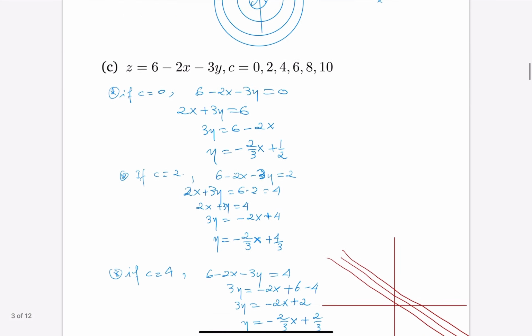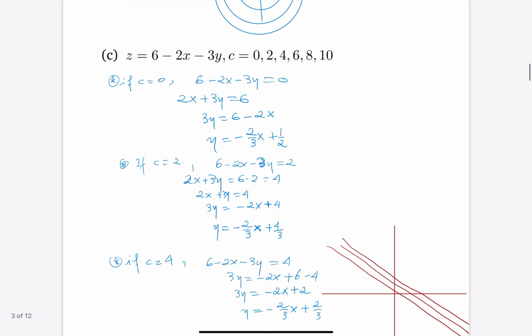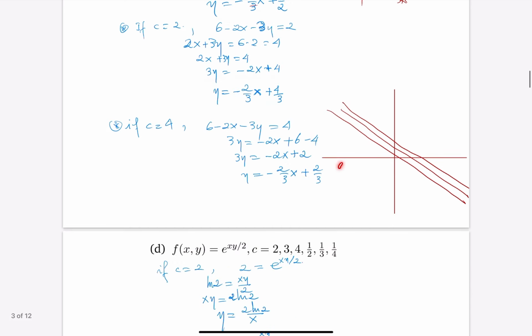So now the next one is z equal to 6 minus 2x minus 3y. Here, if you move the 2x minus 3y outside, you end up having this one. And the next one, you express y in terms of x, and you end up having that equation. Same thing here, c equal to 2, you end up having that equation.